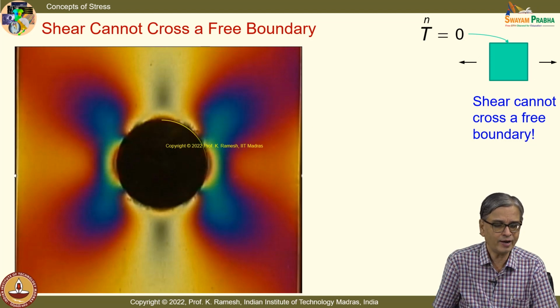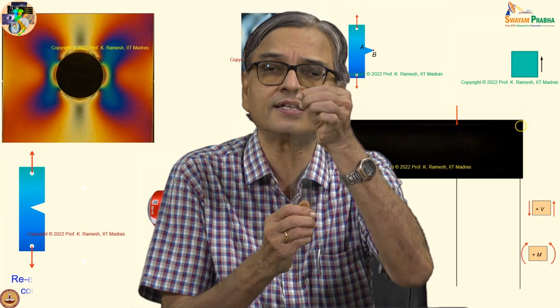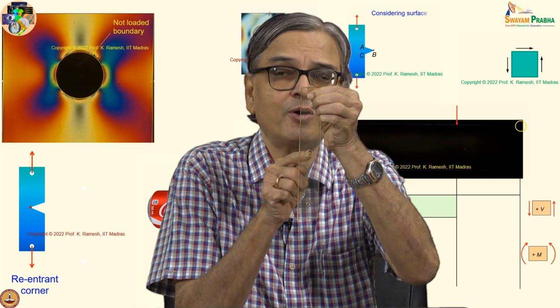Okay. Now I take the boundary and I have shown you this. I am going to only pull this. So what happens to this boundary?